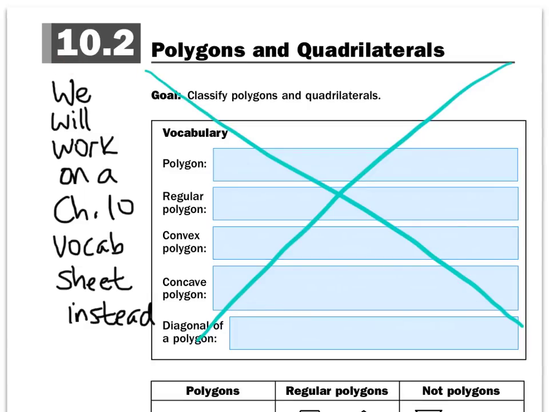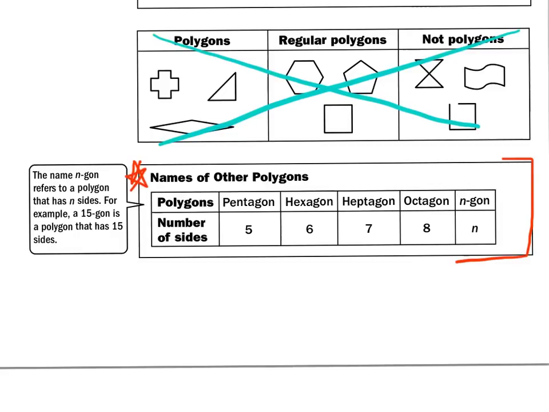Hello, you guys. Let's talk about Chapter 10, Lesson 2, Polygons and Quadrilaterals. Honestly, you can lightly cross this part out. We're going to be doing a Chapter 10 vocabulary sheet in class where we'll cover a lot of this stuff, so I'm going to go real quickly through this movie. Okay, and go ahead and lightly cross this part out.